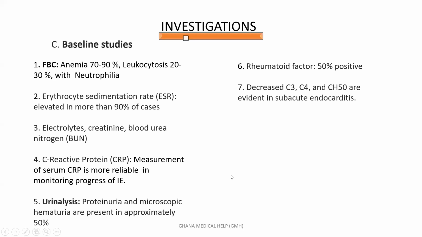Then we have to do our urine RE. There will be proteinuria and microscopic hematuria, also seen in 50% of the patients. Rheumatoid factor is positive in 50% of the patients, and there's also a decrease in the C3, which is complement component 3 and 4, and then the total hemolytic complement.